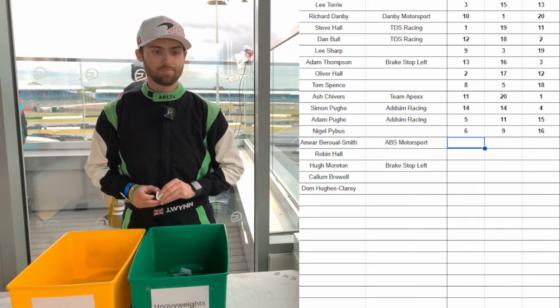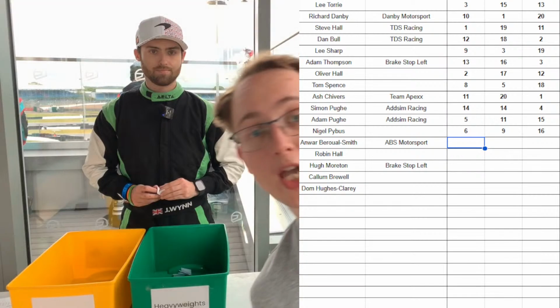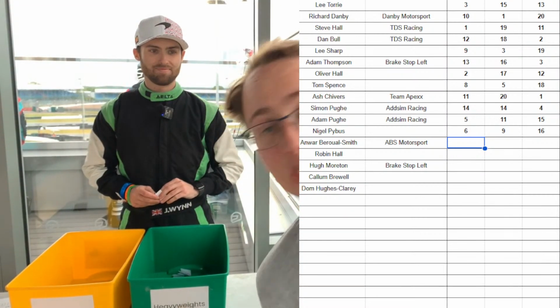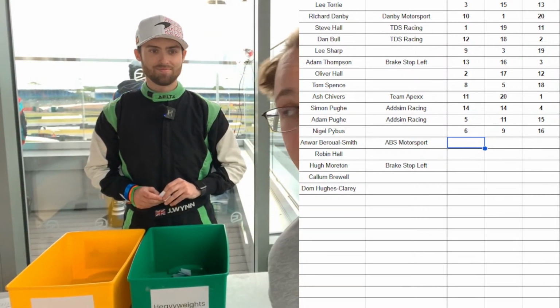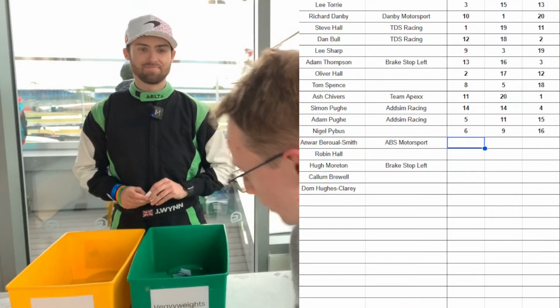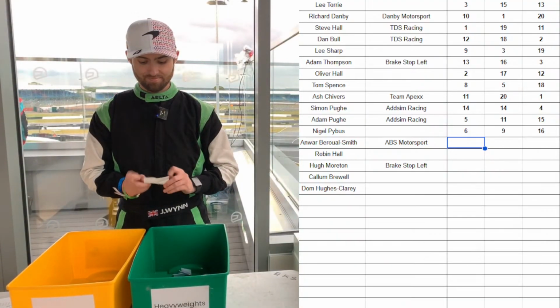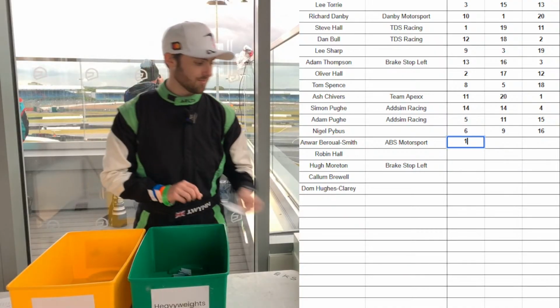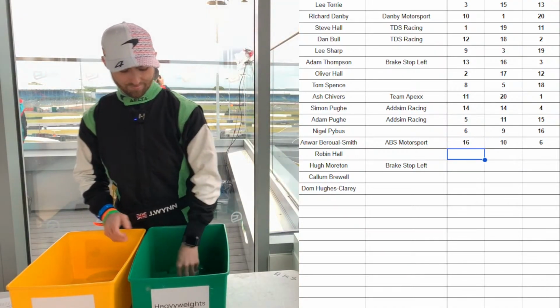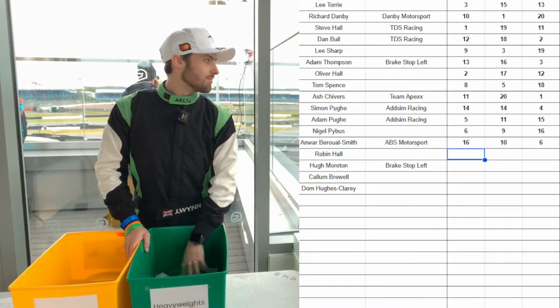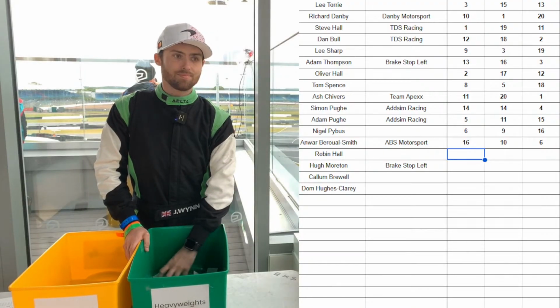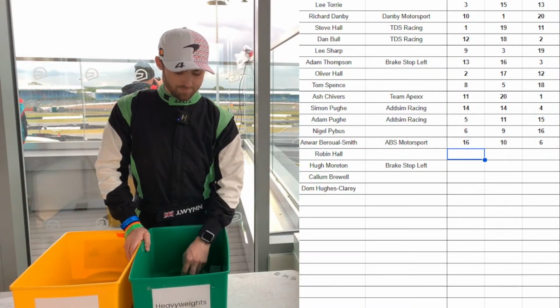Next up we've got Anwar Beryl Smith, our current championship leader, 8-time Club 100 champion, Tillotson World champion. He's won everything you could possibly win, and he will be starting his first heat from 16th place, all the way towards the back of the grid. So he'll be starting in 16th for heat 1, 10th position for heat 2, and 6th on the grid for heat 3.